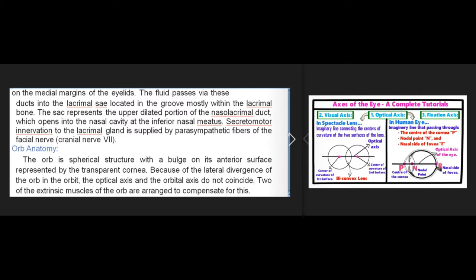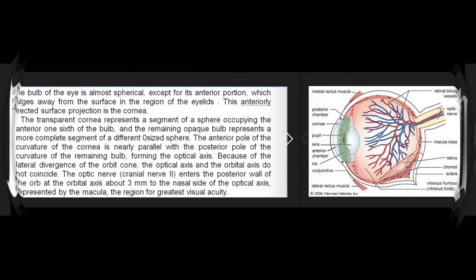Because of the lateral divergence of the orb in the orbit, the optical axis and the orbital axis do not coincide. Two of the extrinsic muscles of the orb are arranged to compensate for this. The bulb of the eye is almost spherical, except for its anterior portion, which bulges away from the surface in the region of the eyelids.